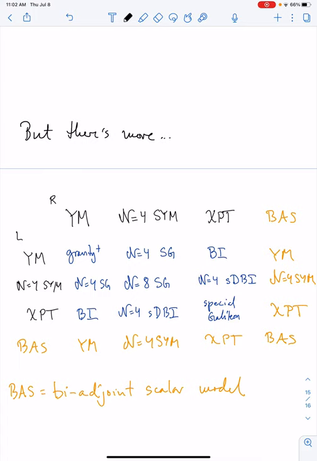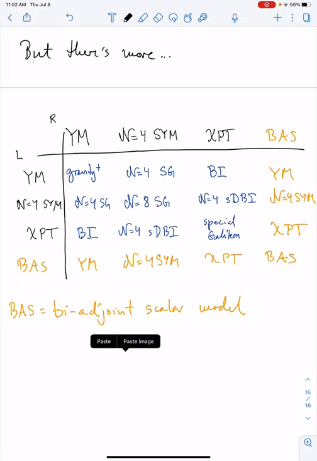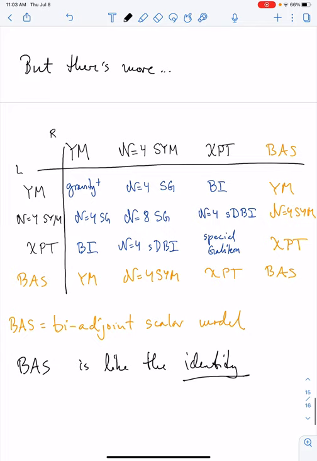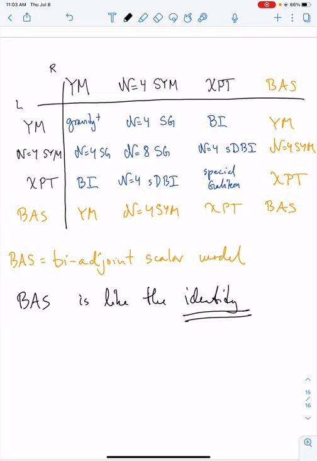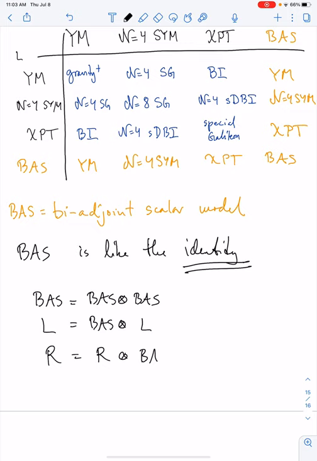So now we have a new entry. And if we think of this table of the double copy as a multiplication table on the space of field theories defined by the double copy kernel, we see something very interesting, namely that the BAS model is like the identity of this operation. So it's like the identity operator, so to speak, or the identity element. Basically, BAS is equal to BAS times BAS. And if I multiply BAS with any left sector, I get that left sector's amplitudes back. And likewise, a right sector times BAS multiplies to a right sector.